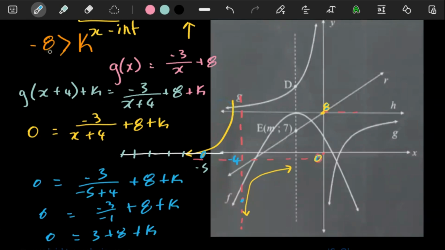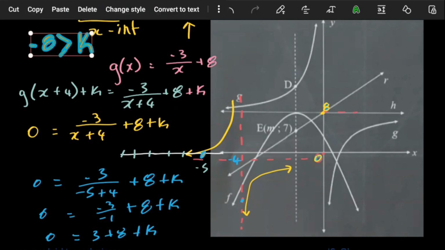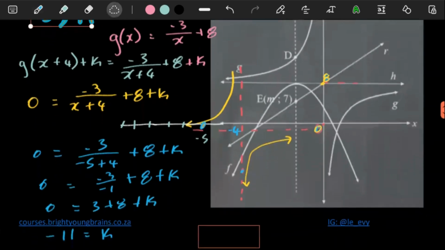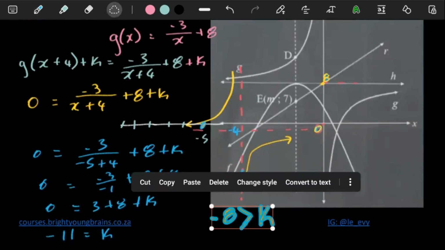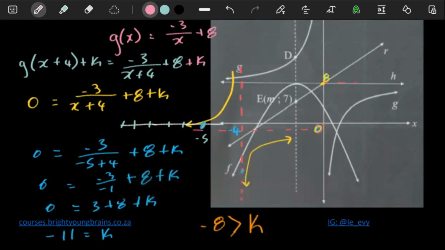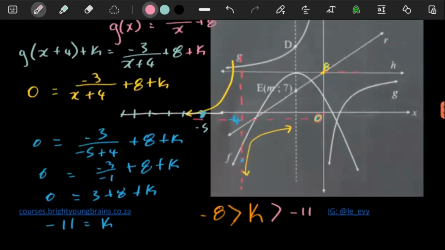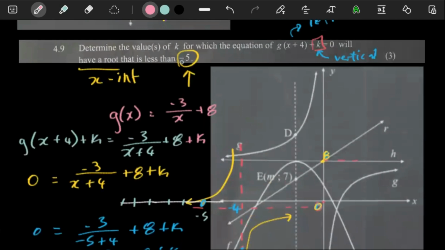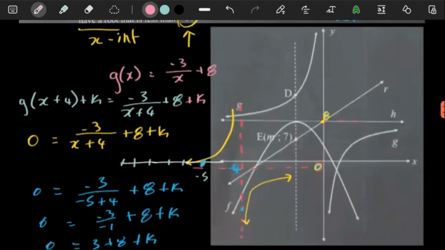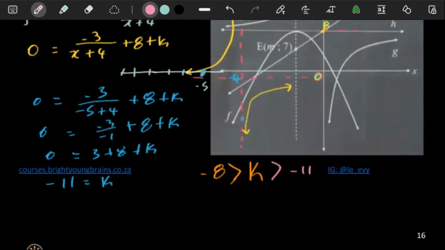So here we're saying k has to be smaller than -8, right? But then those same k values need to be bigger than -11. Not bigger than or equal to, because specifically if you move it 11 units downwards, the root will not be less than -5. The root will be equal to -5. So we want it to just be before the -5. So it's going to be between -8 and -11.